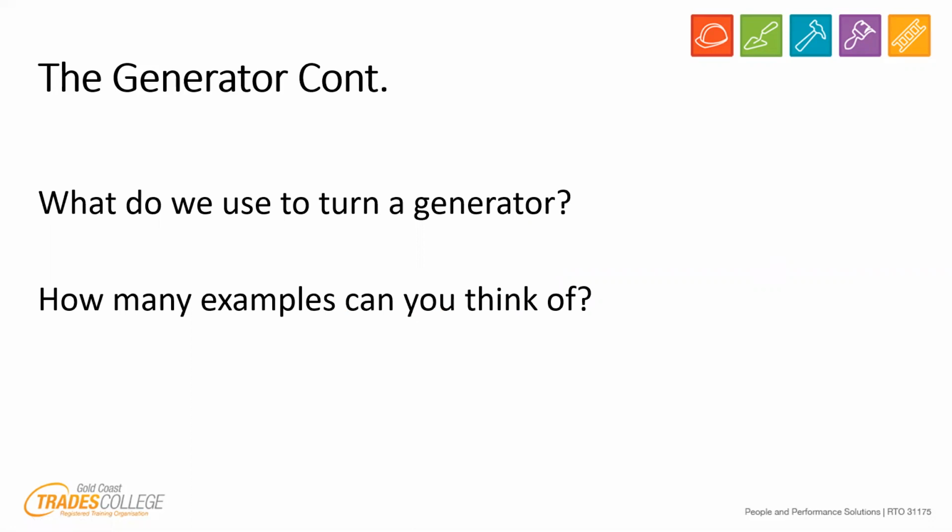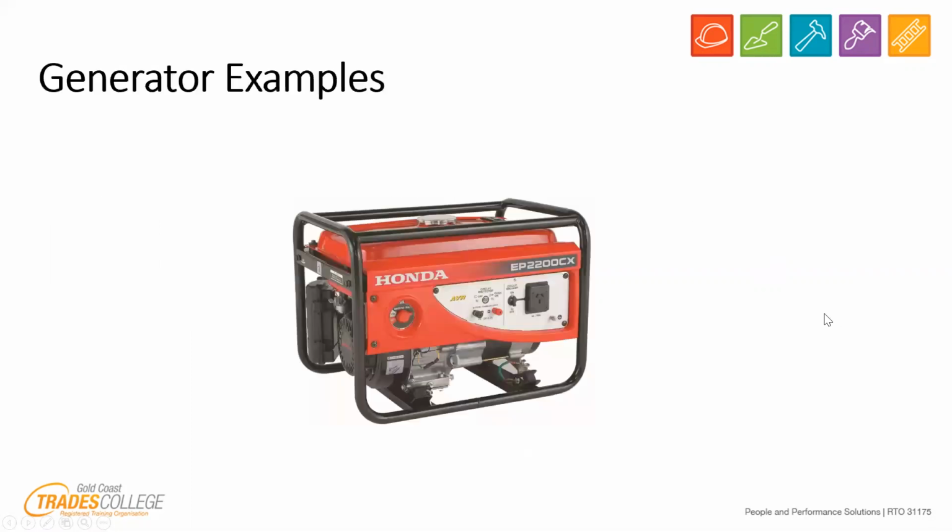All right, what do we use to turn a generator? How many examples can you think of? There's only a quick few picture examples. You've got some petrol powered generator here. You've got a petrol motor that will spin, and then the motor shaft will be connected to the generator. That's one way of doing it.